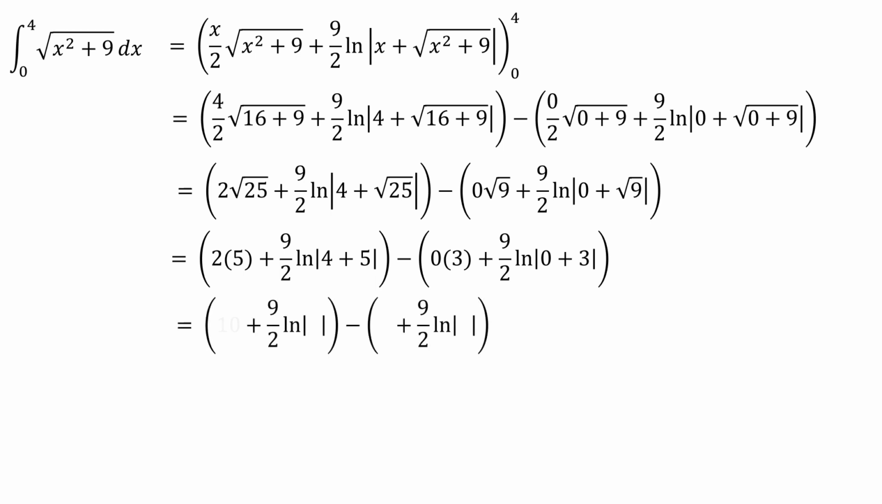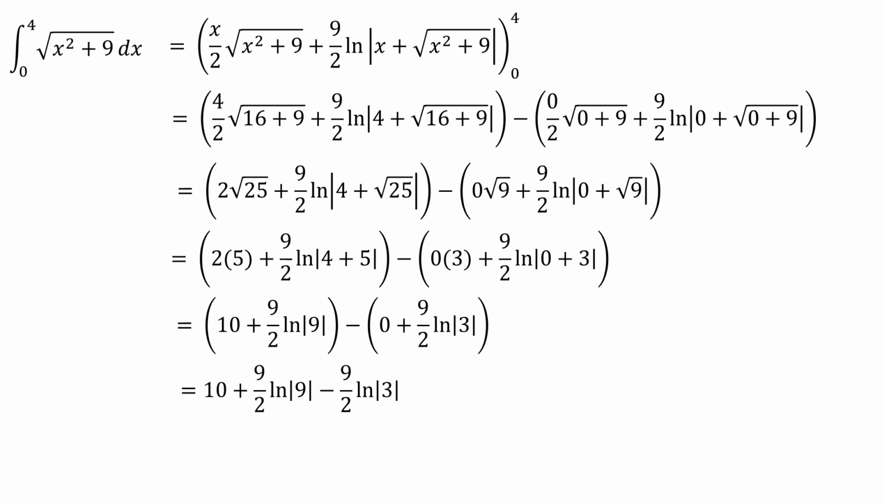2 times 5 is 10. 4 plus 5 is 9. 0 times 3 is 0. 0 plus 3 is 3. So we got a 0 in there. That's not going to do much for us. So we are going to have a 10 plus 9 halves, natural log of 9. The minus 0, poof, we don't need to worry about that. But we will have a minus 9 halves natural log of 3.